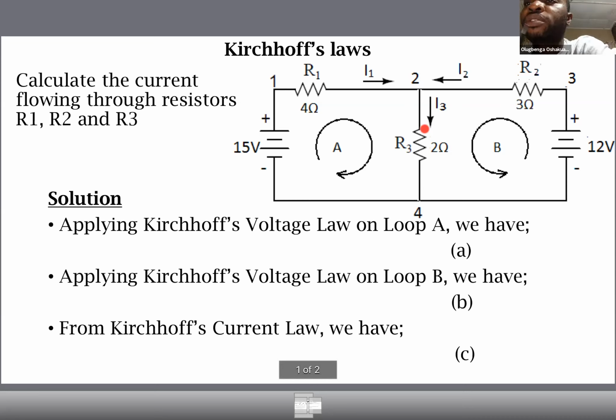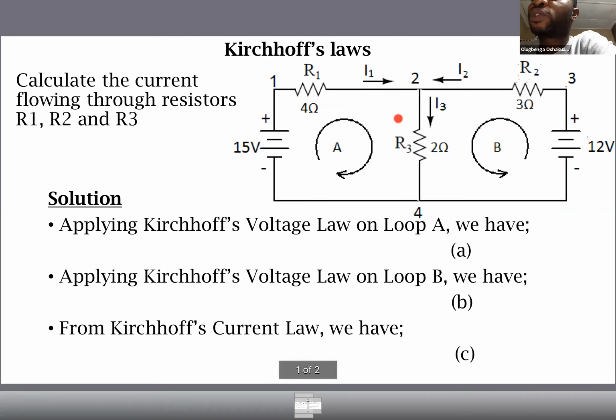A simple way to resolve this is to apply Kirchoff's law. There are two variants, the Kirchoff's current law and the Kirchoff's voltage law.